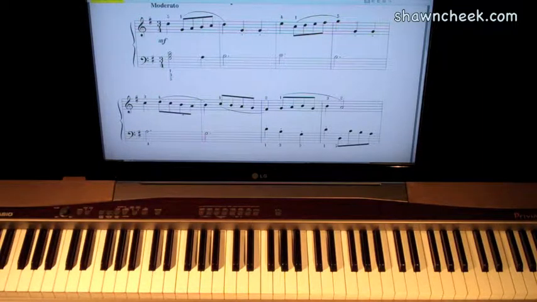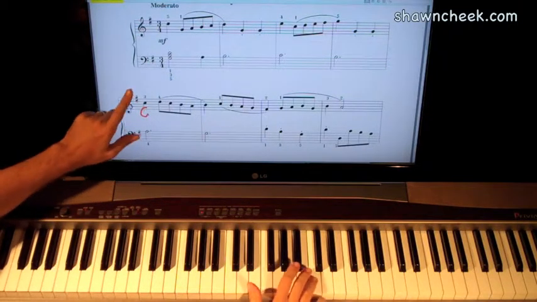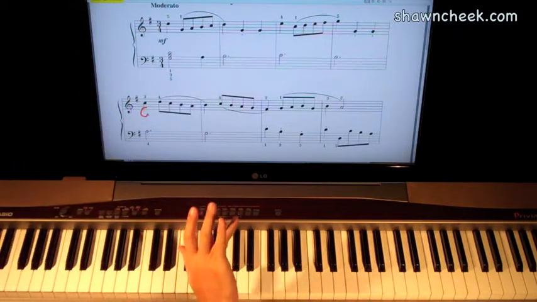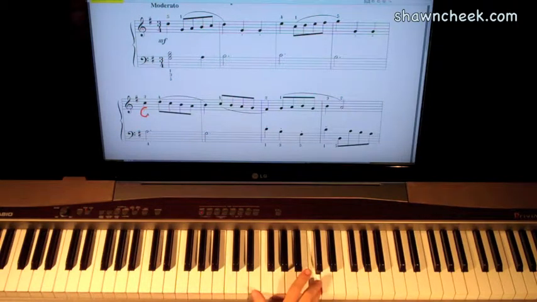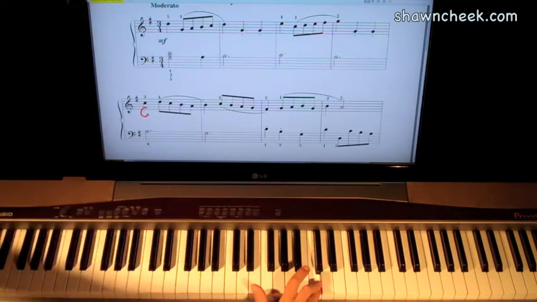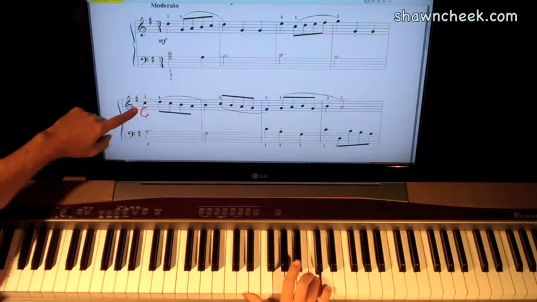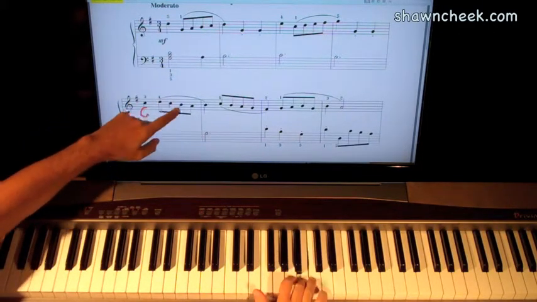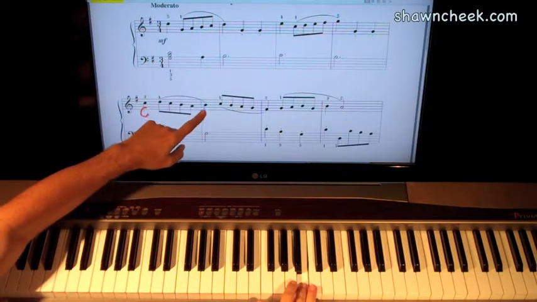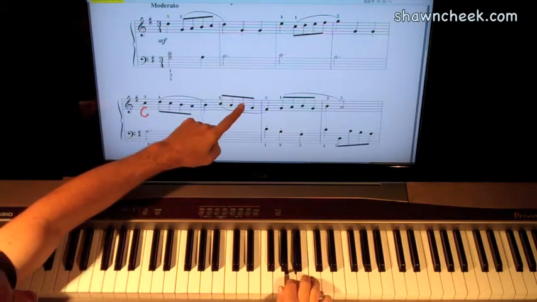All right. So, we go to the next line. We start off with a C note on the right hand. Okay, so C. I'm going to use my fourth finger. It's the way I've played it since I was a little kid. Even though they have a three. Finger numbers are just suggestions. C, D, C, B, A, B, C, B, A, G.